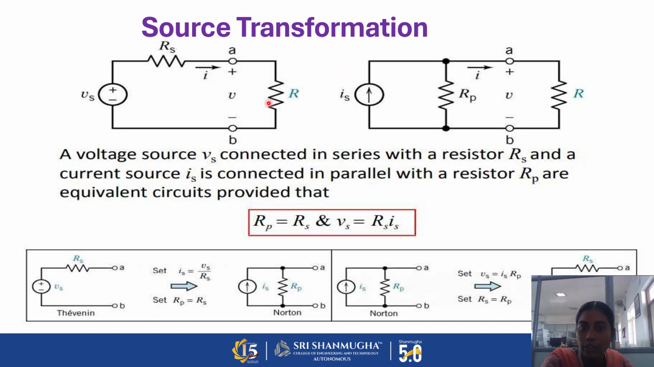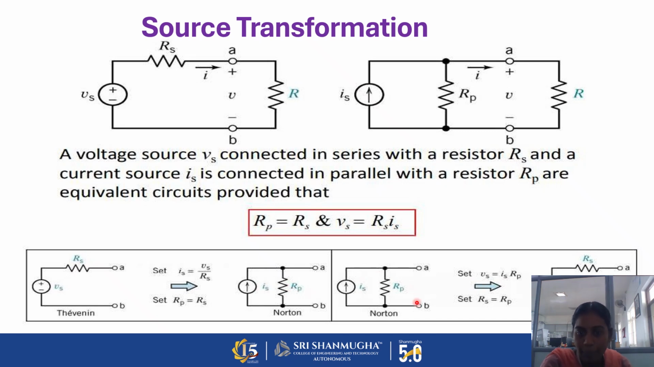So the Rs value is equal to the Rp value. Here Rp equals Rs. Whatever resistor is connected in series, that same resistor is connected in parallel with the current source. The I value is calculated by V by Rs, voltage divided by resistance. So here the voltage source is converted into a current source.